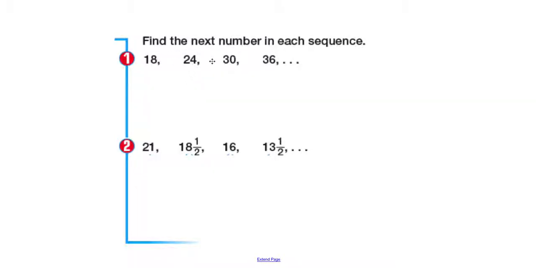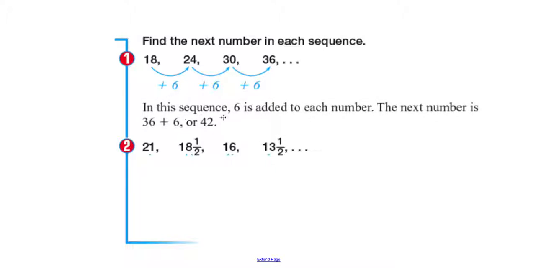Find the next number in each sequence: 18, 24, 30, and 36. We know that we add 6 to each number to form the sequence, and therefore if we follow this pattern, and 6 is added to each number, the next number will be 36 plus 6, or 42.